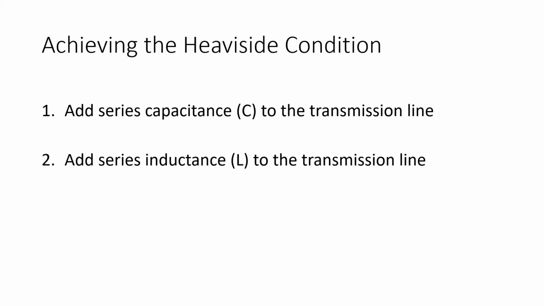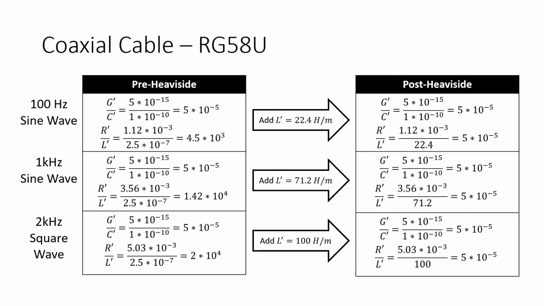To achieve the Heaviside condition, we can't change R prime or G prime because these are inherent properties of the conductor and the dielectric materials. Instead, we add capacitance or inductance in series on the transmission line. Now in doing this, we will increase attenuation of the signal, but we can fix this through the usage of amplifiers. So let's look at the Heaviside condition for each of the 3 transmission lines.